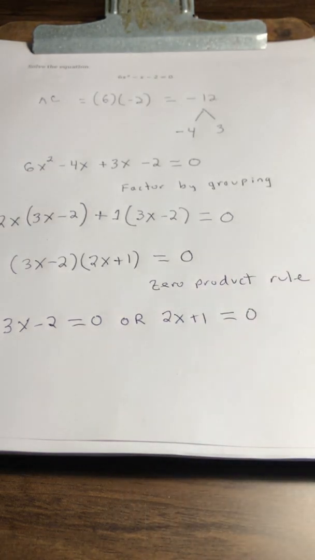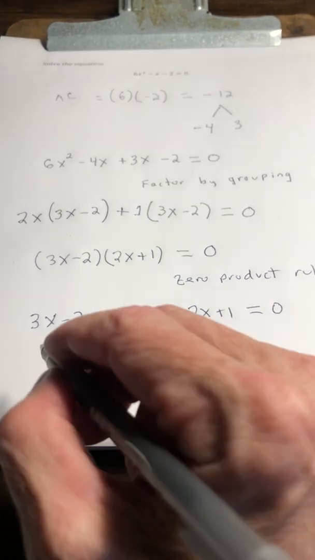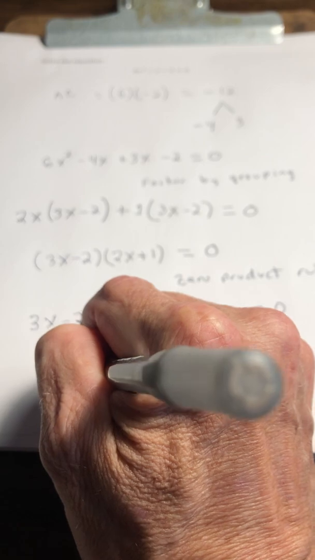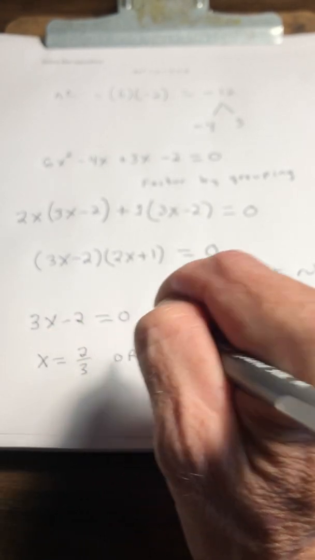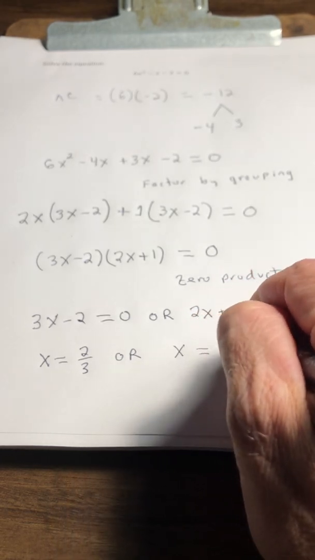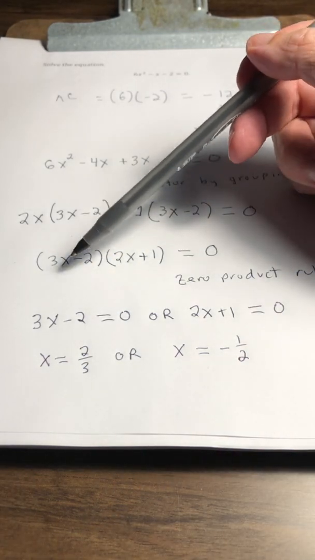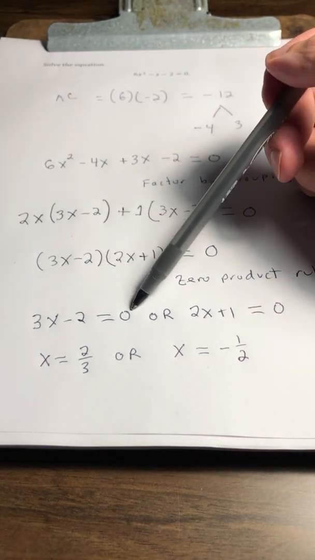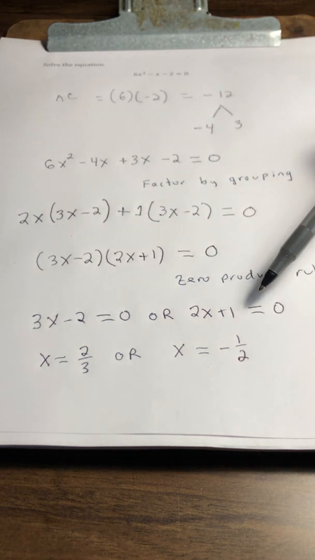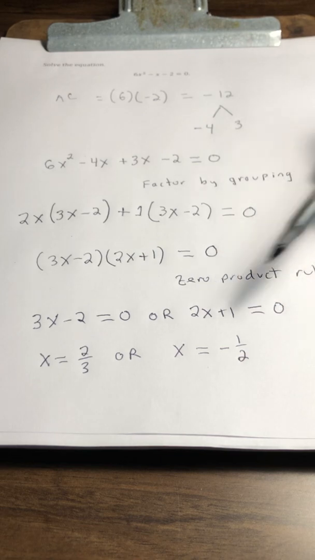So if you solve each of these linear equations for x, you get x is equal to 2/3, or x is equal to negative 1/2. For the first equation, what we did was add 2 to both sides and then divide both sides by 3. For the second equation, we subtracted 1 from both sides and then divided both sides by 2.